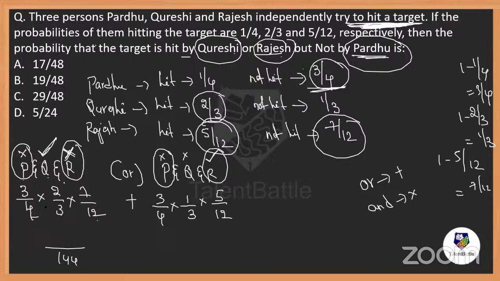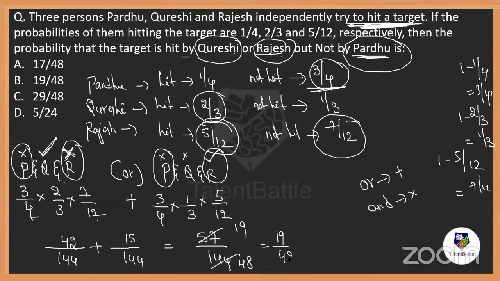3 into 2, 6 into 7, 42. As you have an on-screen calculator, you can easily solve that. So 144, even without a calculator, this is not a difficult expression to try. So 42 plus 15 is how much? 57 divided by 144. Both of them are divisible by 3. Let's cancel. 57 with 3, 19 times, and 144 with 3, 48 times. So 19 divided by 48.